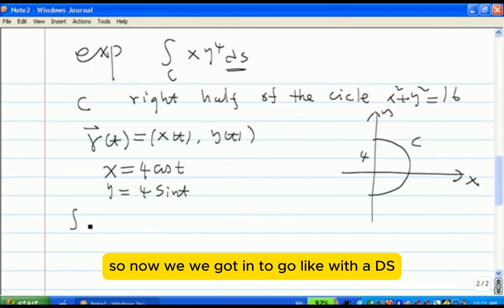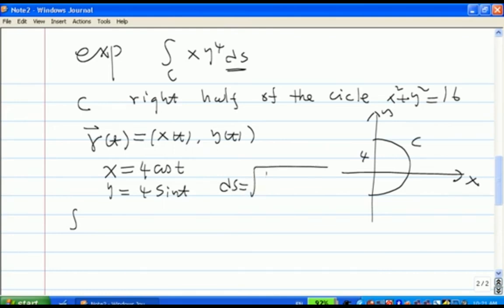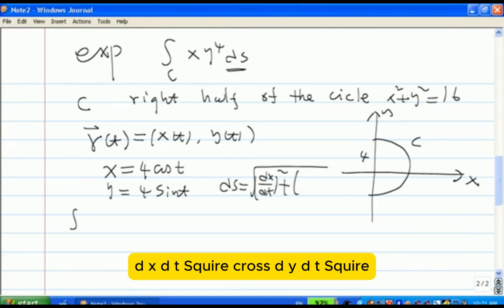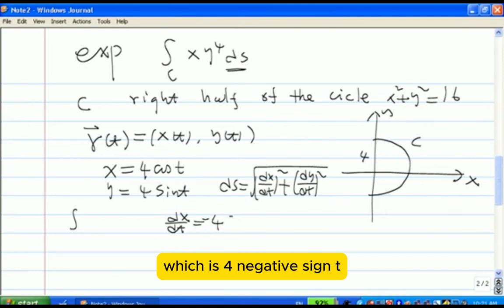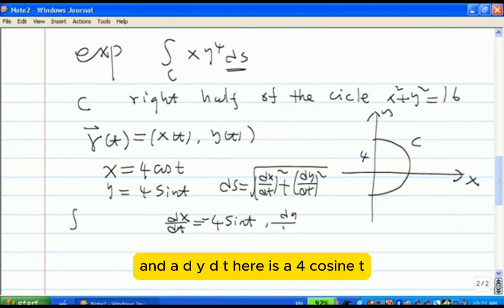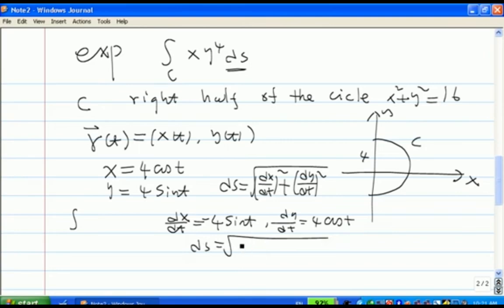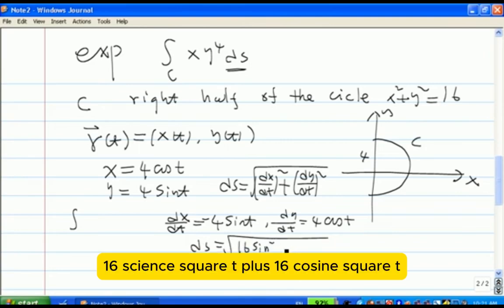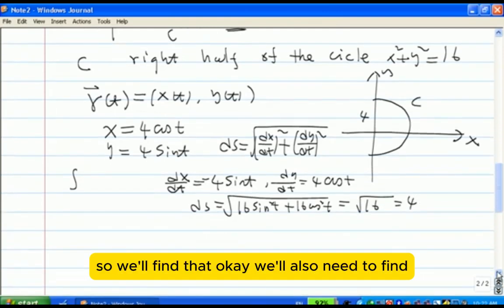Now we've got an integral with the ds. To find the ds, you need to find the square root of (dx/dt) squared plus (dy/dt) squared. So we need to find dx/dt, which is 4 times negative sine t, and dy/dt here is 4 cosine t. And your ds here is the square root of 16 sine squared t plus 16 cosine squared t, which is the square root of 16, giving you 4. Okay, so we've found that.